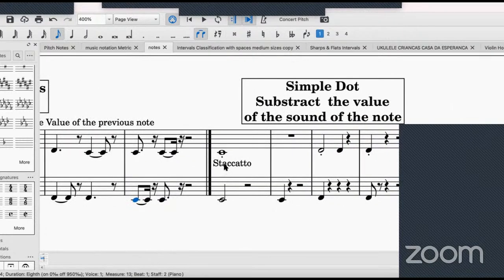Staccato. The execution of the simple staccato is half of sound plus half of silence. Half of sound, half of the whole note is the half note plus its silence. So let's listen.